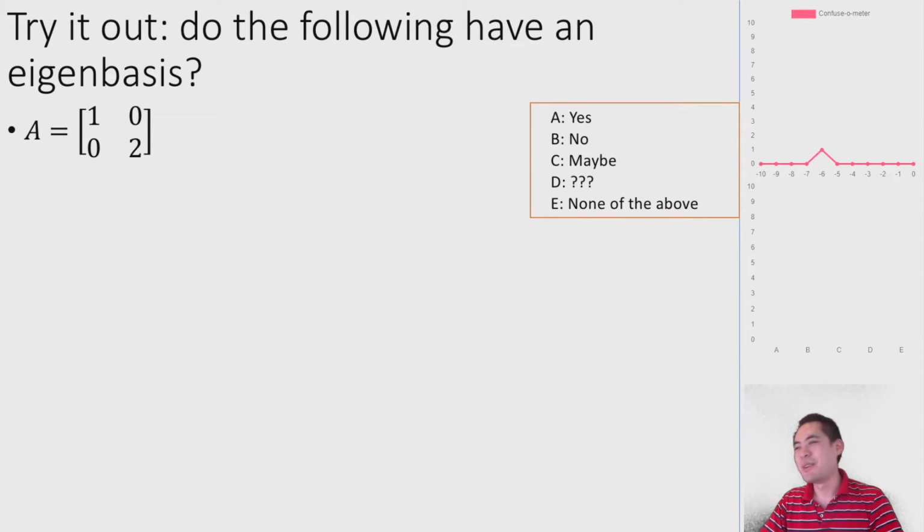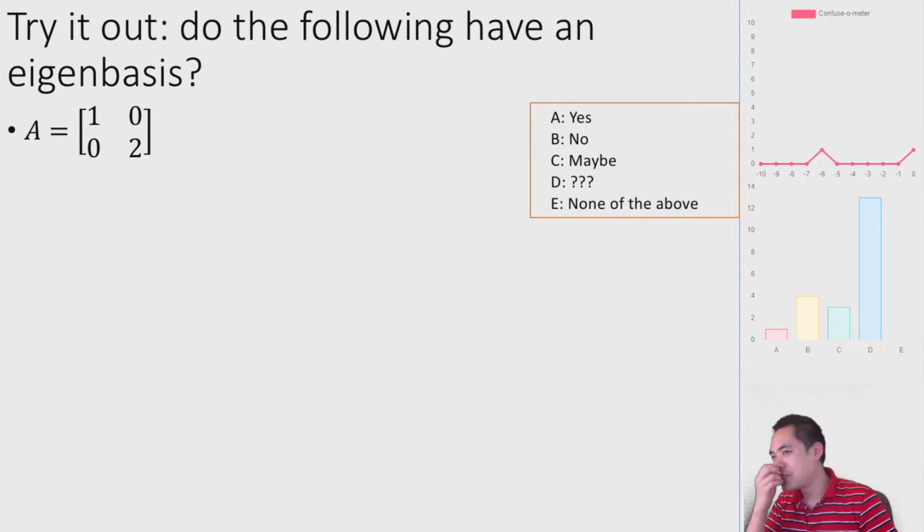Maybe. Okay, well, maybe isn't wrong, but... Okay, it looks like I went too fast, because it looks like people are confused. So this is why I have this chat in place. So we have a couple A's, mostly B's, C's, and D's.